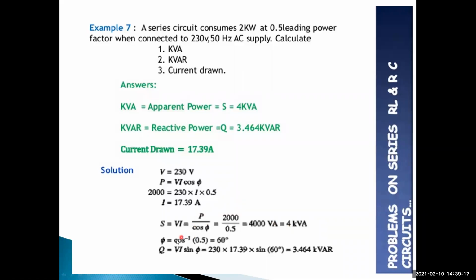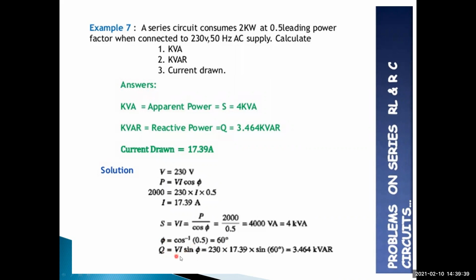Now cos phi is equal to 0.5, then phi is equal to cos inverse of 0.5, which is 60 degrees. Then the reactive power Q is equal to VI sin phi. Reactive power is called kVAR.